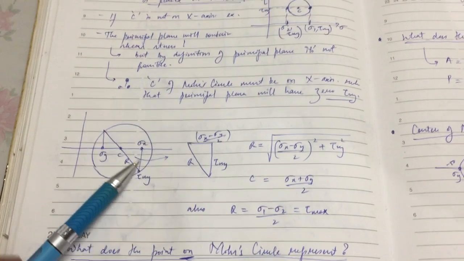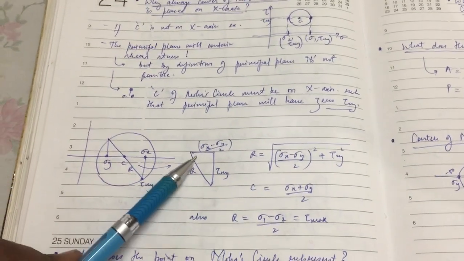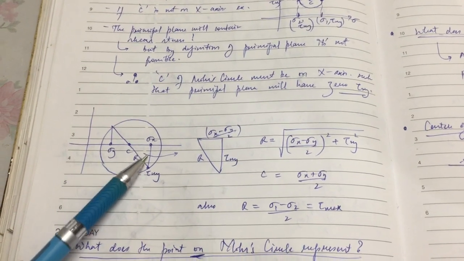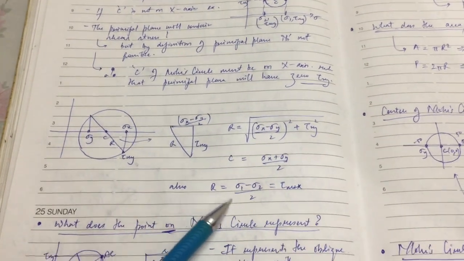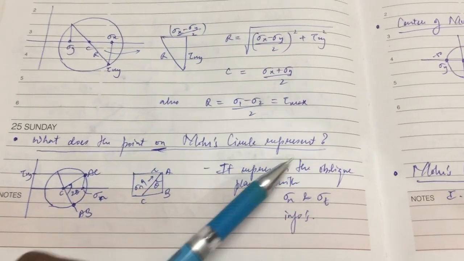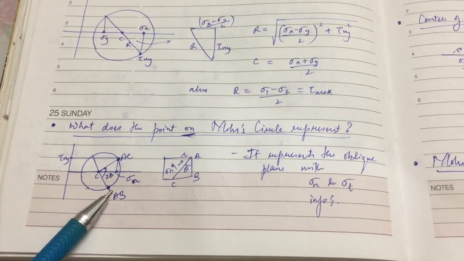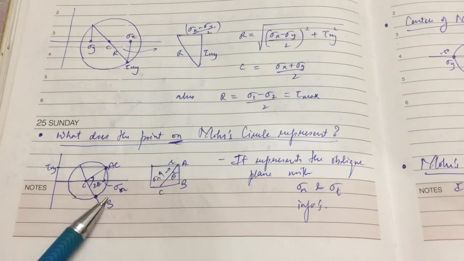We can also calculate the radius of the Mohr circle by this calculation. If we have a Mohr circle and we know this distance and this distance, we can calculate and get the radius of the circle. Okay, what does a point on the Mohr circle represent? Every point on the Mohr circle represents a plane, which helps us calculate the normal stress and shear stress of that particular oblique plane.